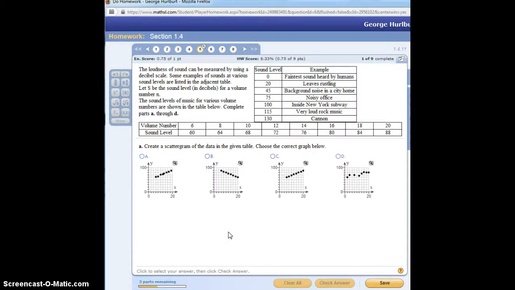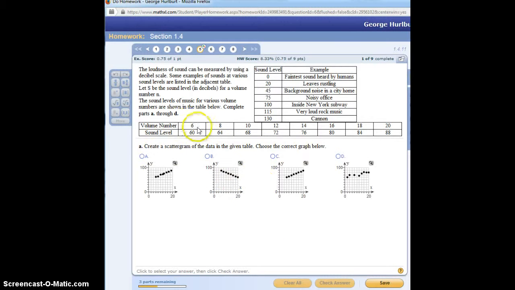Okay, so I thought the best way to show you what's going on in section 1.4 is to just go ahead and work right through one of the problems. So this is section 1.4, number 5. And it says, here's your volume level. These are going to be your X values. And here's your sound level. These are going to be your Y values. First thing it asks you to do is draw a scattergram.